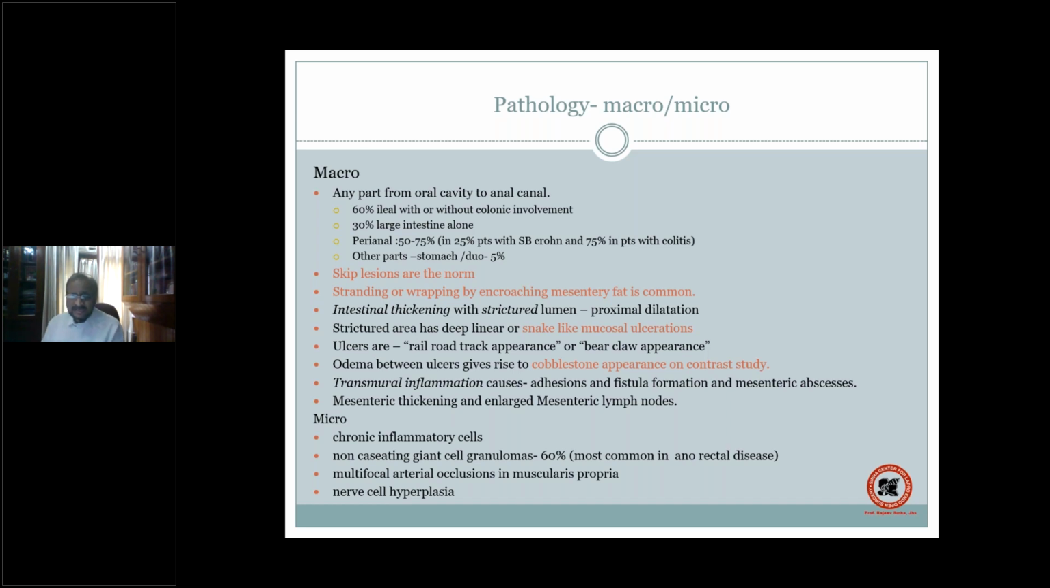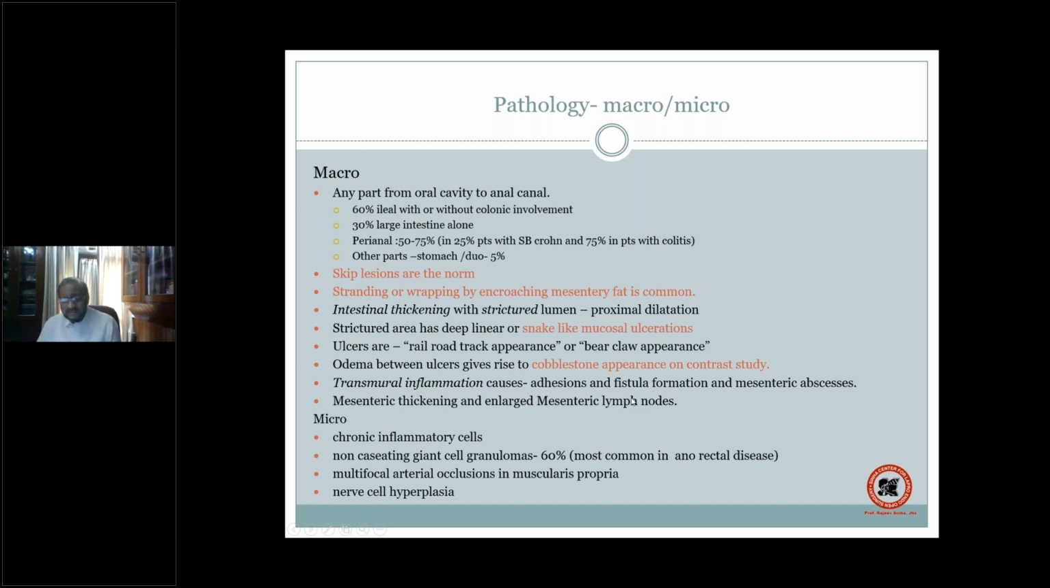Edema between the ulcers gives rise to the cobblestone appearance on contrast study. A very, very typical appearance in a barium contrast or any other oral contrast study, what is known as a cobblestone appearance. We'll show them later on. Transmural inflammation causes what? Adhesions and fistula formation and mesenteric abscess. These are all macroscopic presentations, right? Mesenteric thickening and enlarged mesenteric lymph nodes.